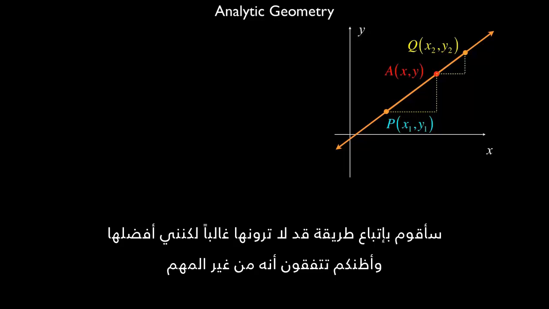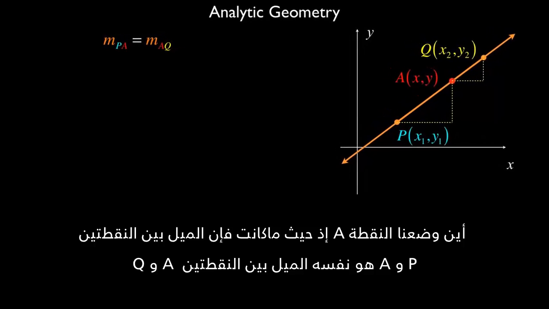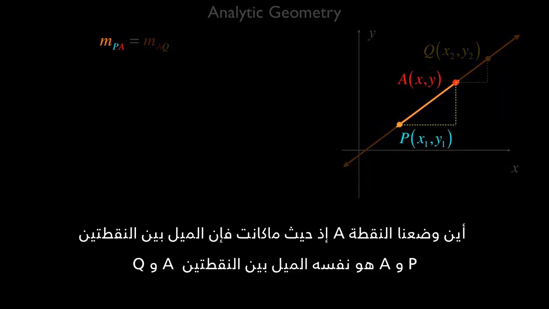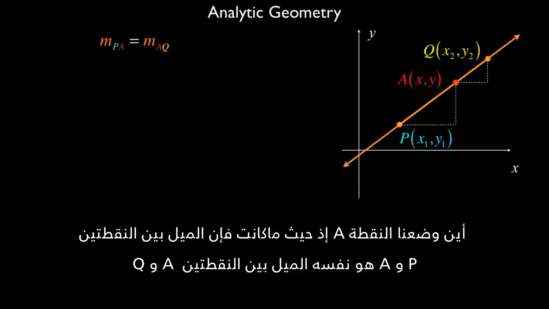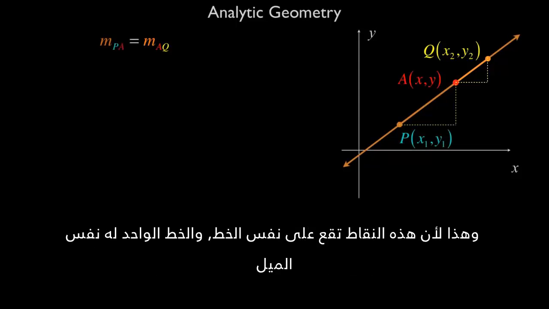I think you would agree that no matter where I place point A, the following would have to be true. The slope of the line segment that joins A to P, so MPA, has to be the same slope as A to Q, the line segment joining A and Q, if all three points lie on a straight line, or they are what we call collinear.